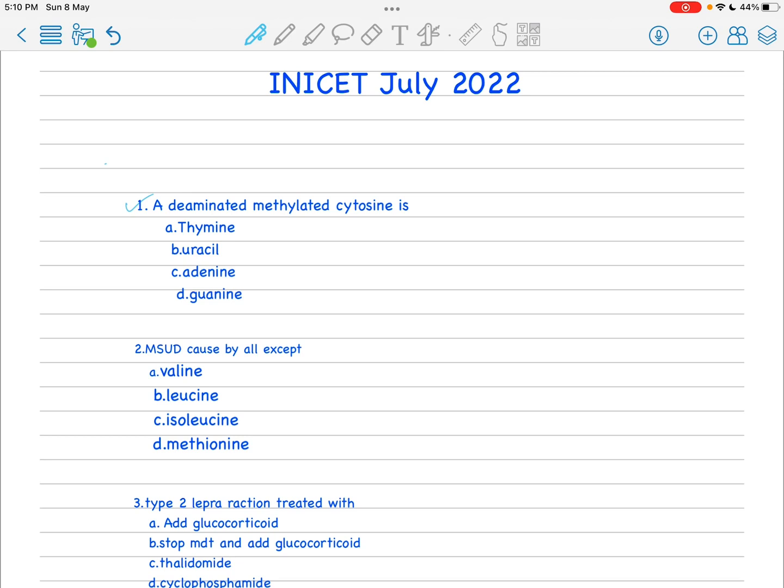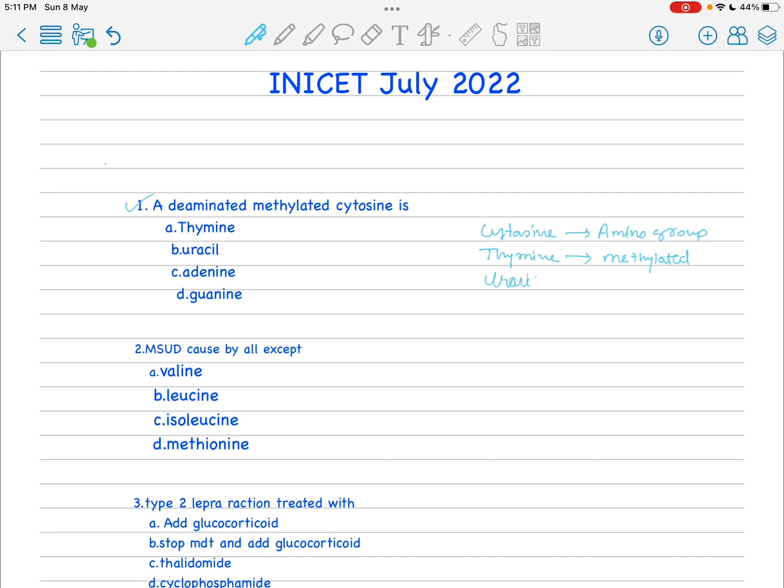The first question is about deaminated methylated cytosine. I just remember it like this: cytosine contains an amino group, while thymine contains a methyl group. And you know that thymine, cytosine and uracil are the pyrimidine group.